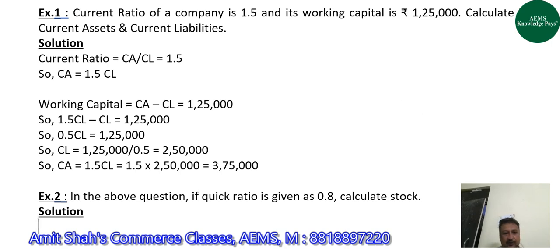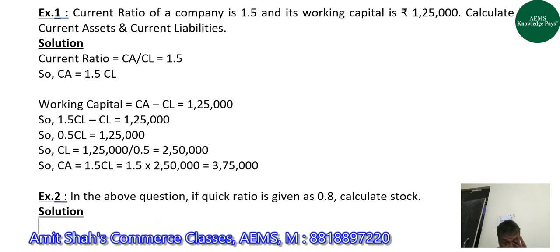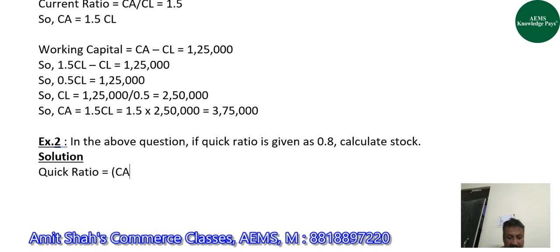Okay, guys, if in this question, that is example one, we have also been given quick ratio as 0.8 and we are asked to calculate stock, then let's see how to calculate stock. We have already calculated here current assets and current liabilities. We know that quick ratio is equal to current assets minus stock divided by current liabilities, and that quick ratio is given to us as 0.8.